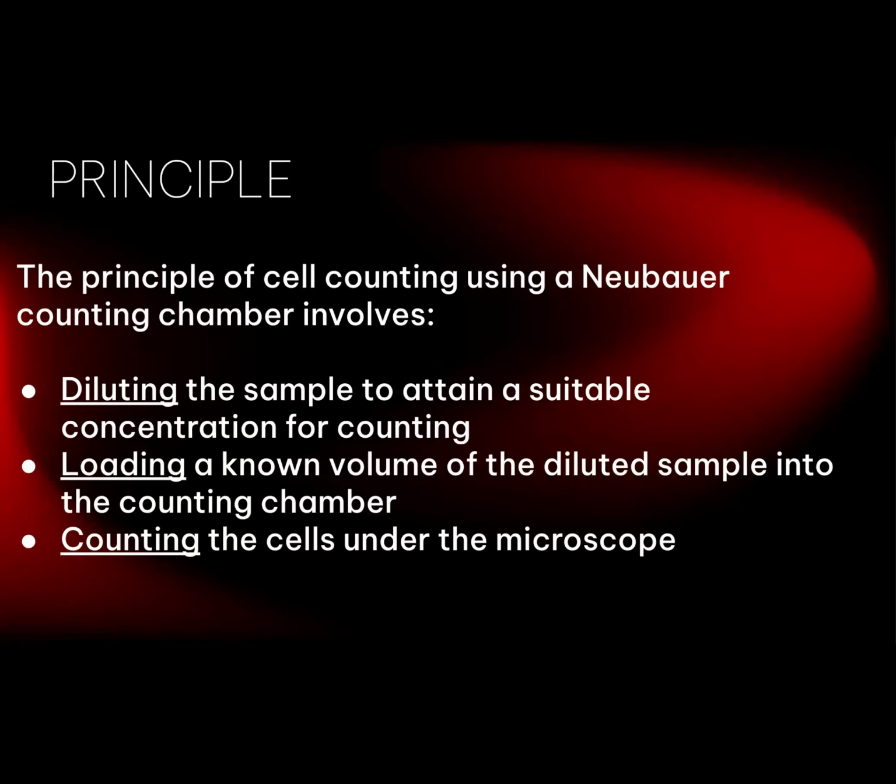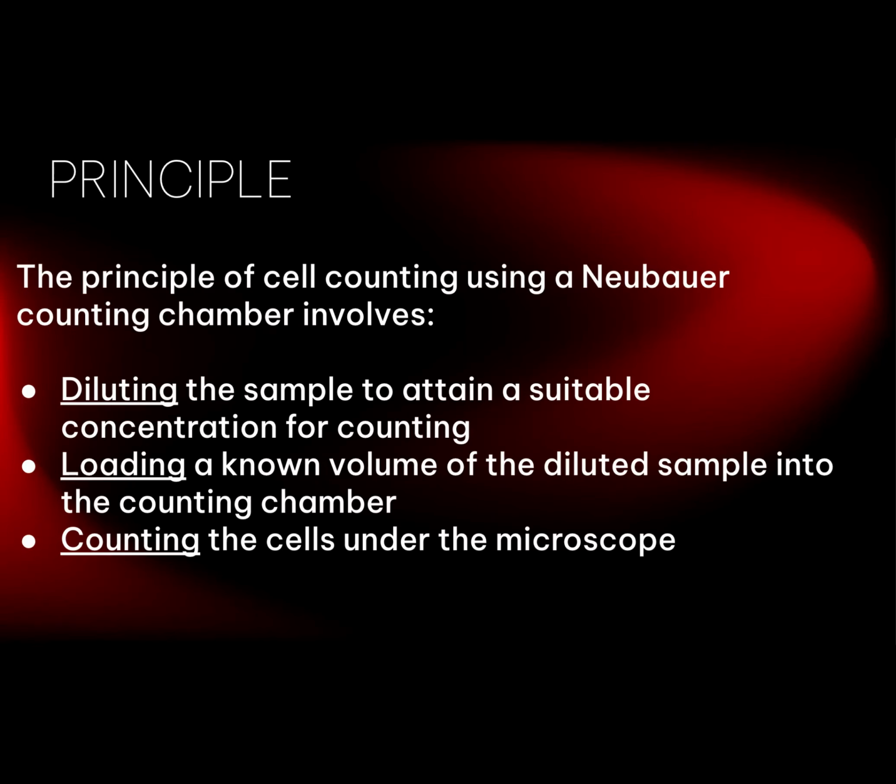Next, we load a known volume of this diluted sample into the counting chamber. The chamber has a precise grid etched into it, allowing us to count cells within specific areas under the microscope. Once the sample is loaded, the actual counting begins. We observe and count the cells within defined grid areas, which can then be used to calculate the concentration of cells in the original sample. The accuracy of this technique relies on both the correct dilution and precise counting.